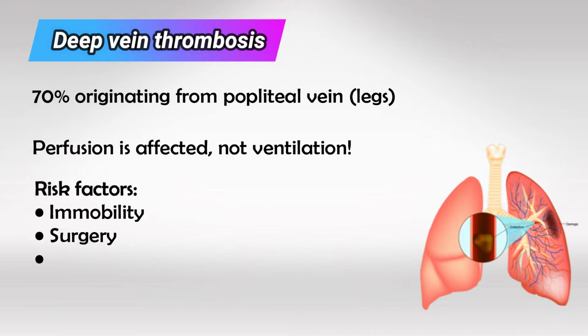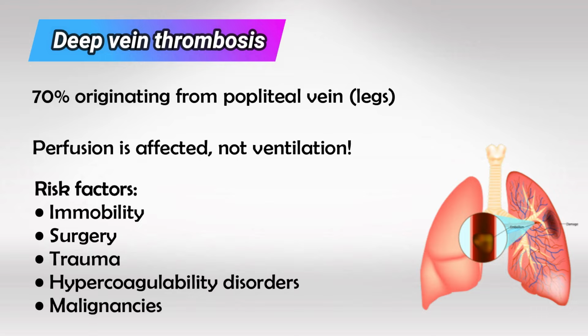Risk factors wise, think of anything that would increase the chance of deep vein thrombosis. Most commonly, stasis from immobility, surgery, trauma, or a hypercoagulability state arising from factor V Leiden mutation or antiphospholipid syndrome. Malignancies are also commonly associated with DVTs.